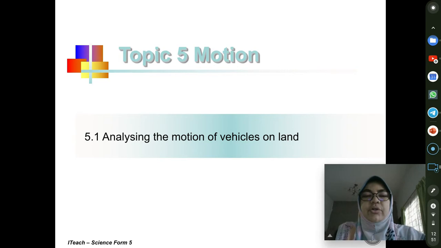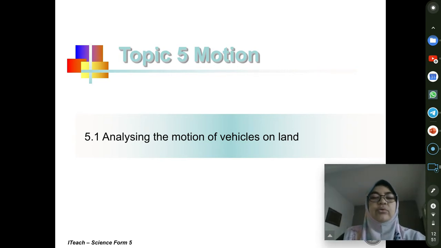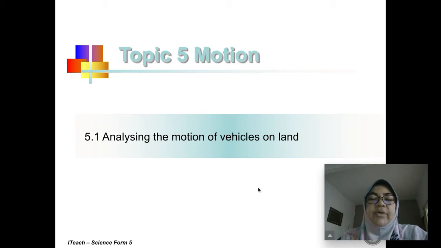Okay, so today we are going to start with the topic of motion. We have finished all the topics previously, so we are going to continue with the new topic. For motion, firstly we are going to analyze the motion of vehicles on land.